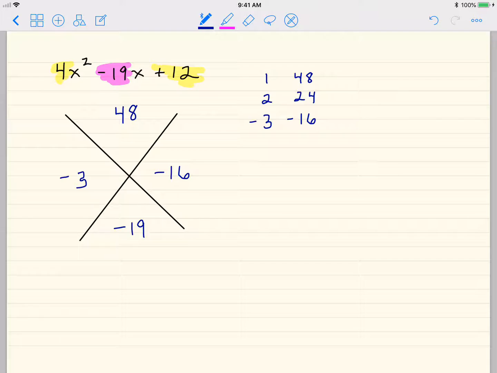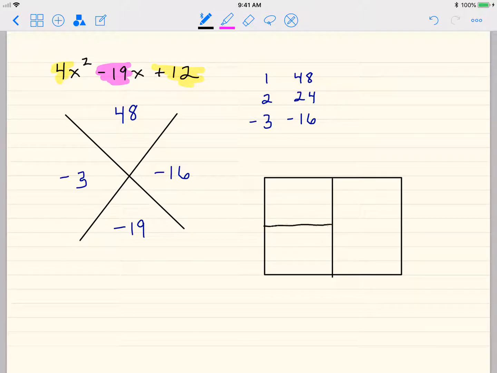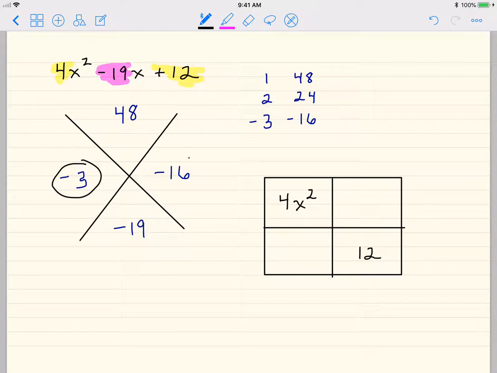Okay. So now I need to create my box. And in the first square of the box, I'm going to go ahead and put down 4x squared. In the last square, I'm going to put the 12. On the opposite diagonal, I'm putting down the negative 3 and the negative 16 and putting an x at the end of them. Okay, so now I'm at the place where I need to figure out how to break up the 4x squared.